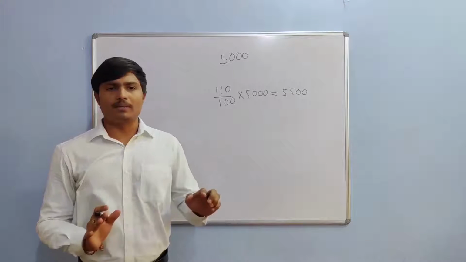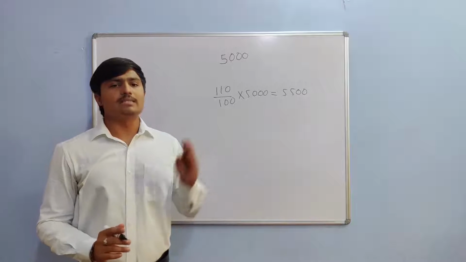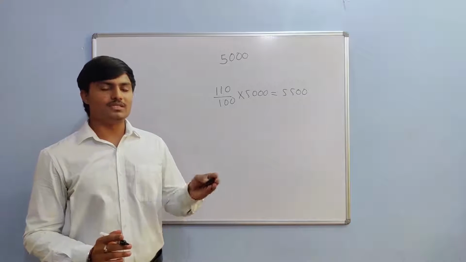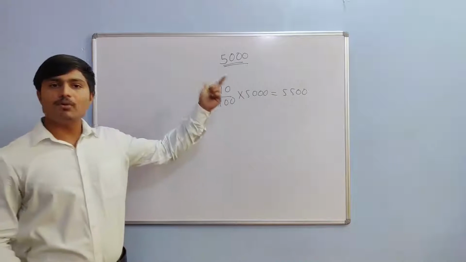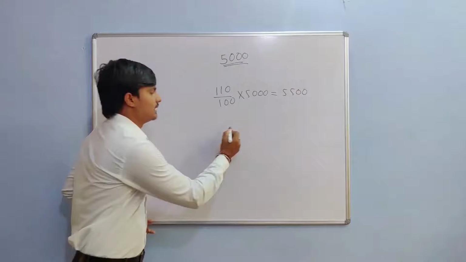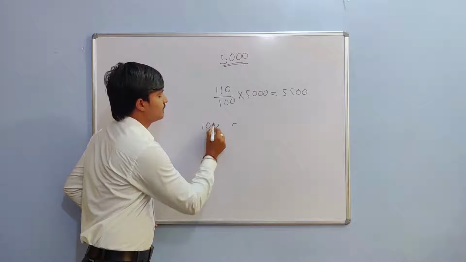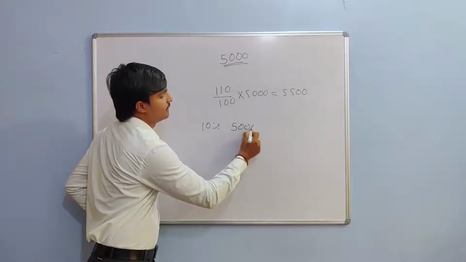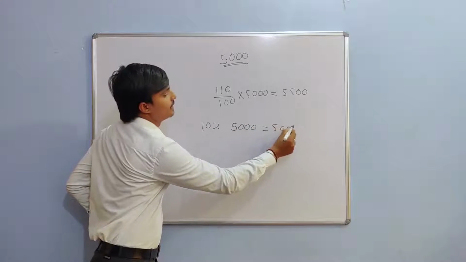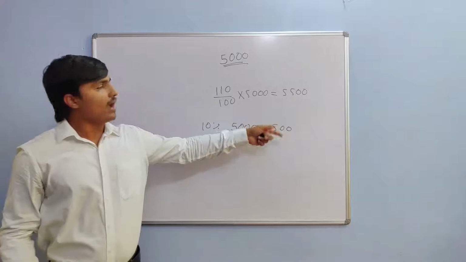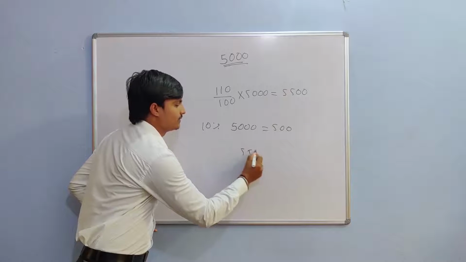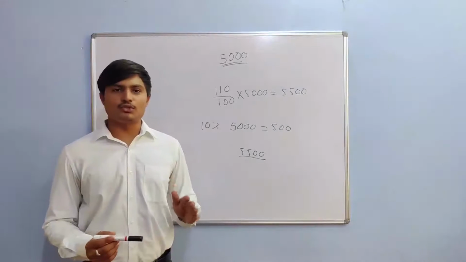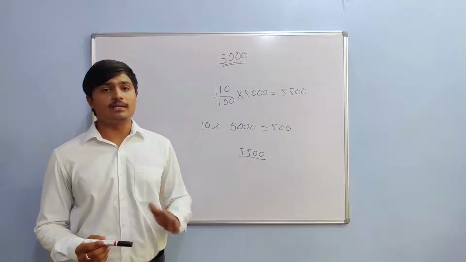But I usually don't recommend this method. You will also get the same answer by another method, which is: the given number is 5000 and 10% of this will give you 500. So if you add this 500 to this 5000, then you will get the 5500. You can directly add the values to get the answers, which is comparatively easy.